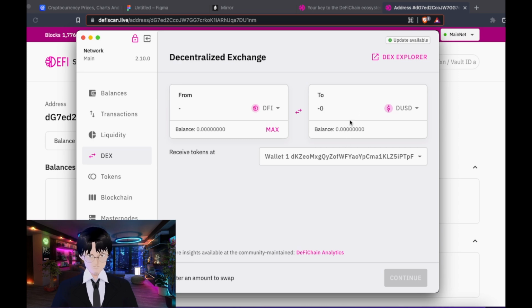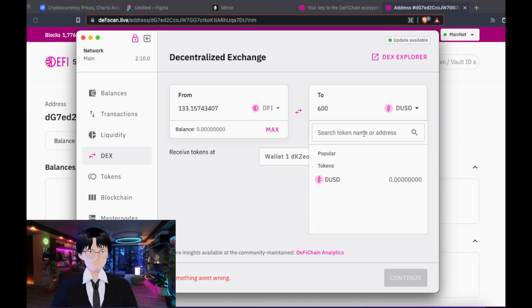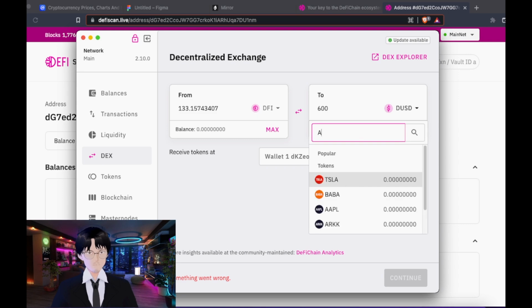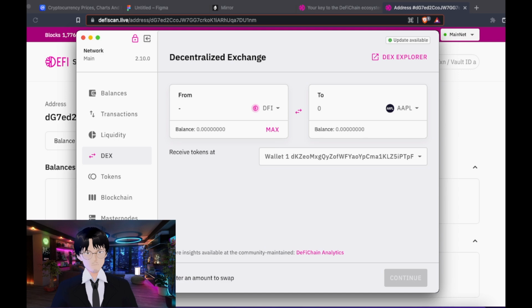For some reason it's glitching, so let's just skip over this part for now. Okay, there we go. So I'll do 600 and then just continue and make the swap. And then the next thing would be the stock that I want to buy. I'm looking at Amazon stock or Apple stock right here. We'll go for Apple, and I'd buy the same amount, $500 worth of Apple stock.